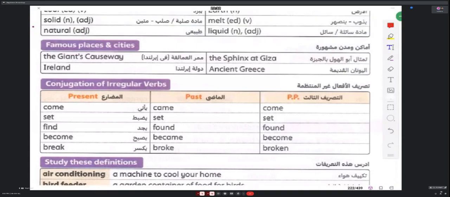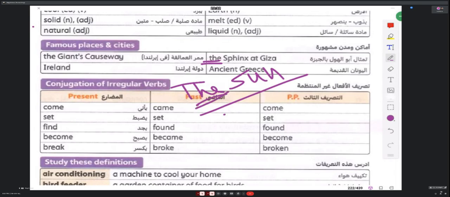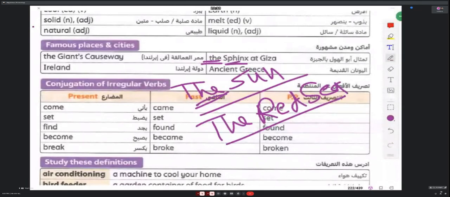We use the before things that are unique in our world, like the sun, the moon, the earth. We have only one sun, so it is unique, so we can use the. The Red Sea, we have only one Red Sea, so the Red Sea. We have one Sphinx, so we say the Sphinx. We have one Cairo Tower, so we say the Cairo Tower. We use the with the unique name, okay?